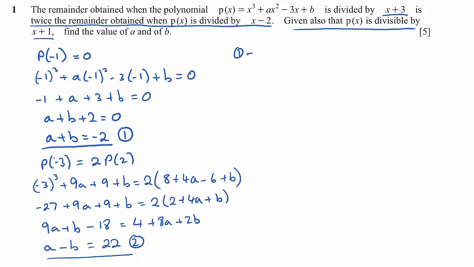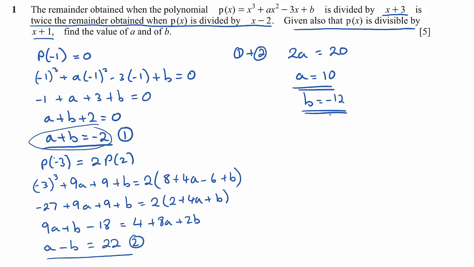So now doing equation 1, add equation 2, I end up with 2a is equal to 20, 22 add negative 2, and therefore a is equal to 10. And if we substitute back to here, so we've got 10 plus b is negative 2, that must mean that b is negative 12, and just check that does work in the second equation. So a is 10 and b is negative 12.